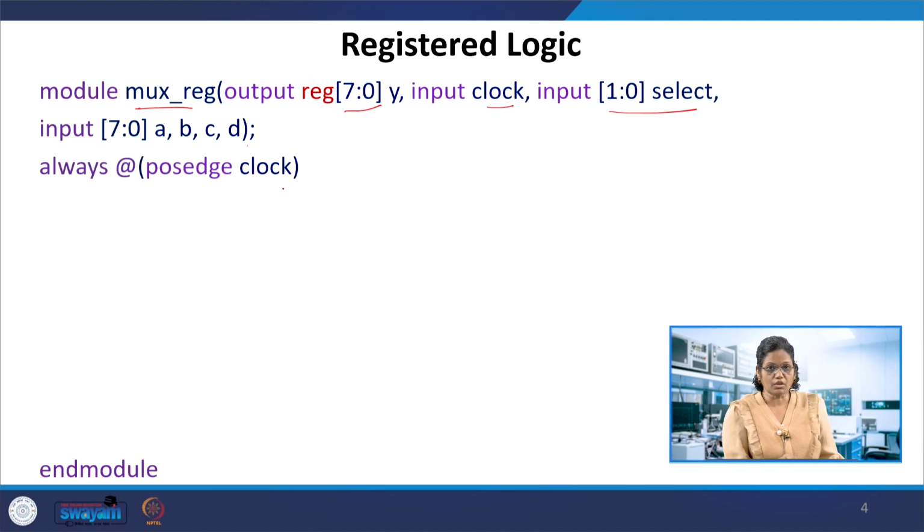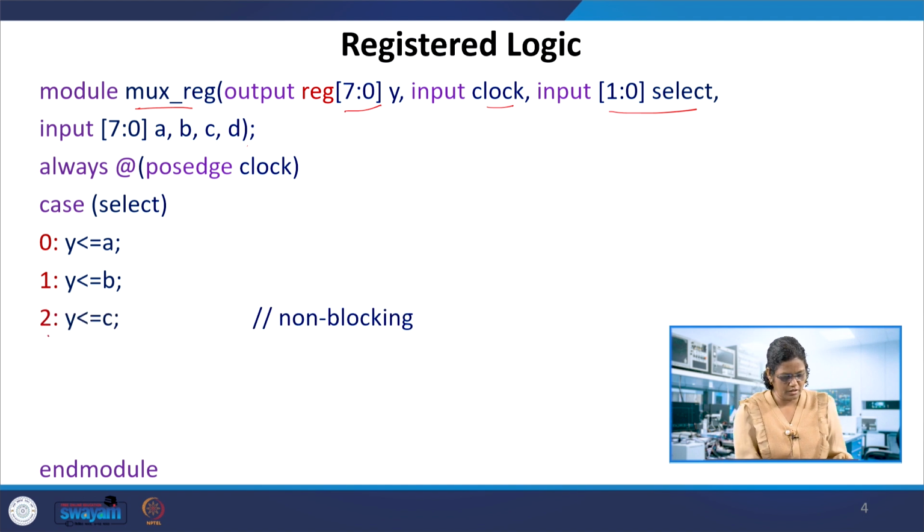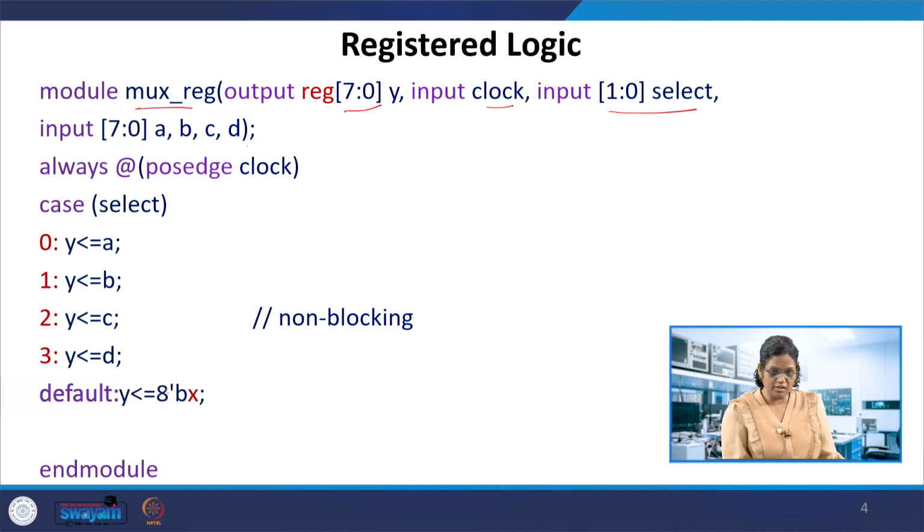Always at the passage of the clock, we have case select. If it's 0, then Y is assigned A. If it is 1, Y is assigned B, and if it is 2, it is going to be the C output, and D will be the output if the choice is 3. It should have the default case, otherwise it would infer a latch. So default: Y is assigned 8-bit X, and then endcase. So this completes the case structure, as well as the passage of the clock.